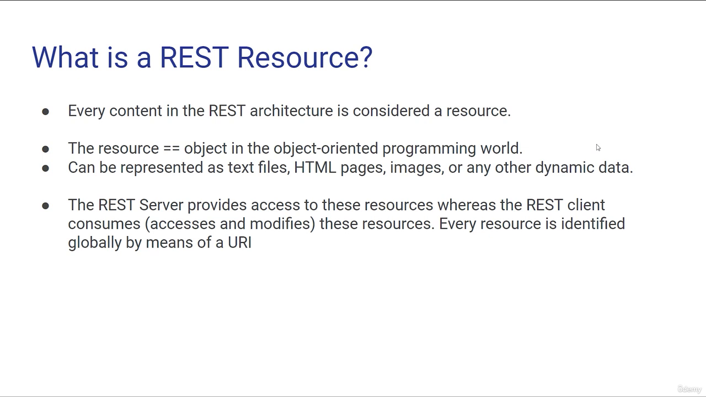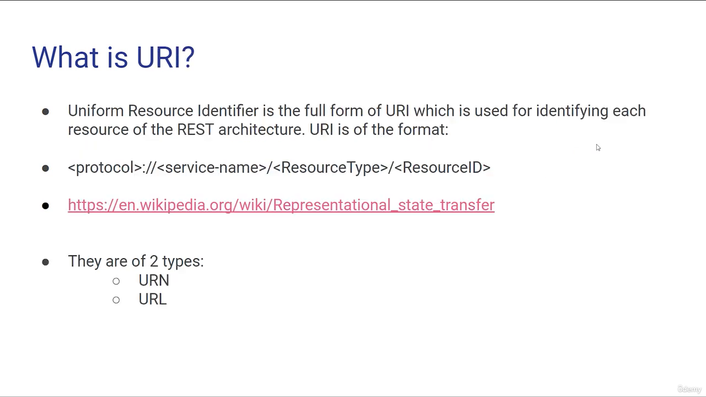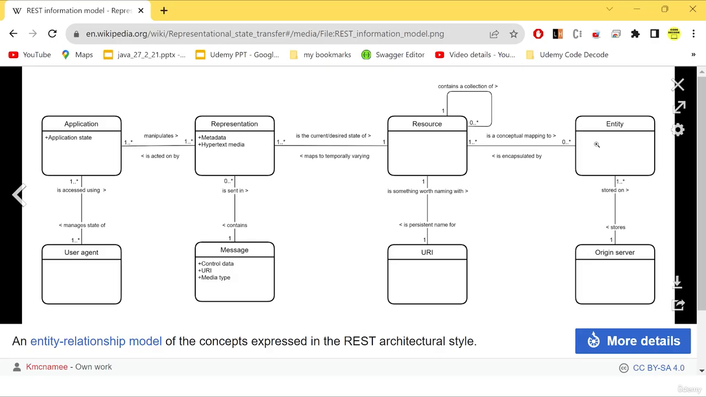Every resource is identified by means of a URI. What is a URI? URI is Uniform Resource Identifier, which is used to identify each resource of the REST architecture. So if I say this image is a resource, how do you access this resource from the client? Through this URI. Unless you have the proper URI, you won't be able to hit the server, and the server will not understand what you actually want. So this is a very important part of the REST API or the REST architecture.